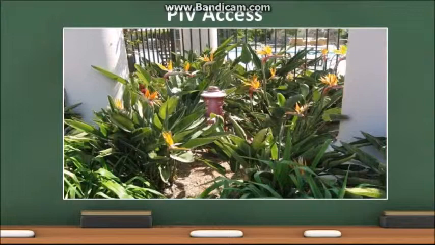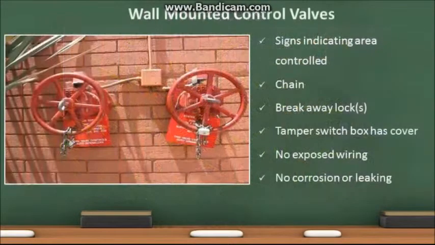Note that 3 feet of clearance is required to all sprinkler system components. This PIV is obstructed. The vegetation will need to be removed.